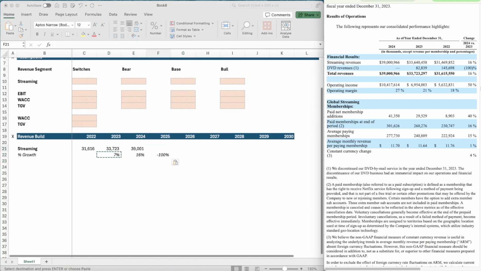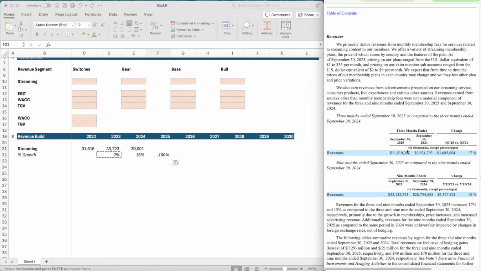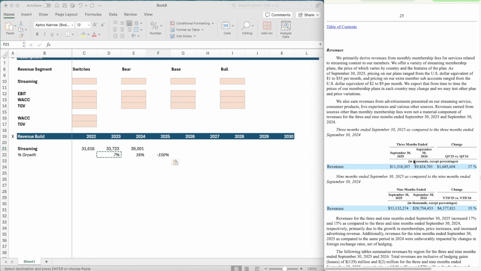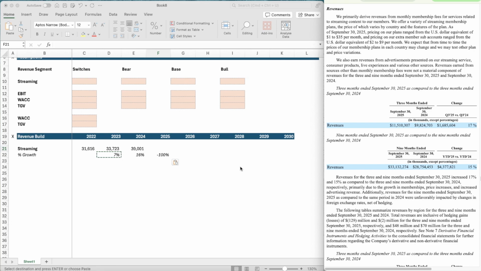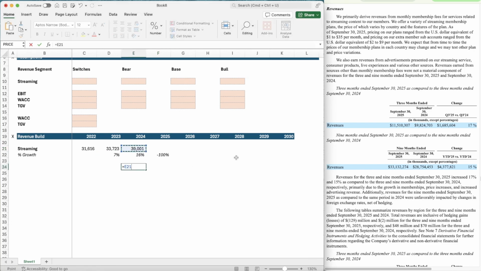Pull that along for 2025. Come to page 26, and it's this line down here. So we want to take the 39 divided by 28754. You know what our multiplier is? About 1.356. There we go. That equals 33,132.274 multiplied by 1.356. Wow, so the last couple of years have seen very good growth.